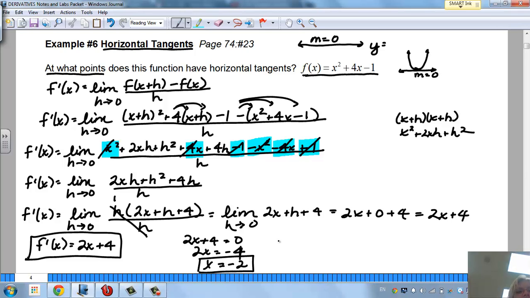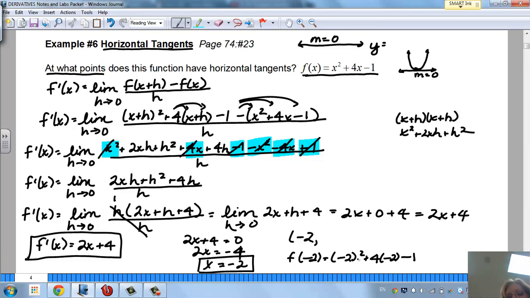Alright, but that's not the point. That's just the x value. How do I get the y? Well, you have to actually plug the negative 2 back into your original. So let's do f of negative 2 to see what the y value would be.